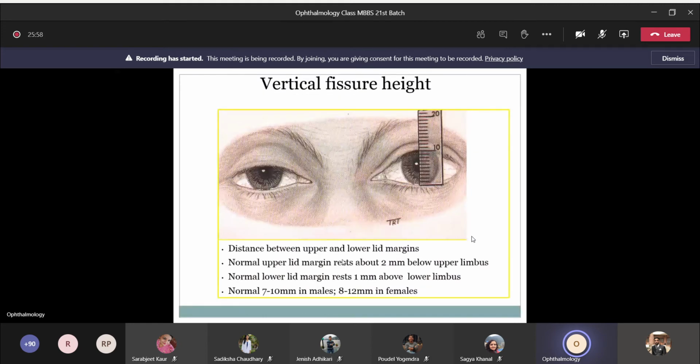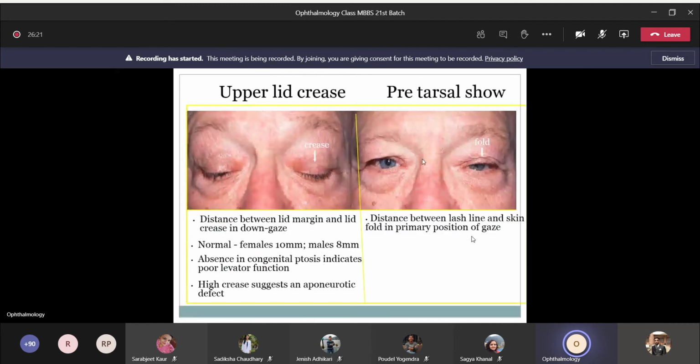And this is vertical fissure height. That is the distance between upper and lower eyelid margin. That is MRD3. MRD1 plus MRD2 is MRD3, which is vertical fissure height. So this is the height, and normally it is 7 to 10 mm in male and 8 to 12 mm in female. So if it's less than that, then that is ptosis, okay?